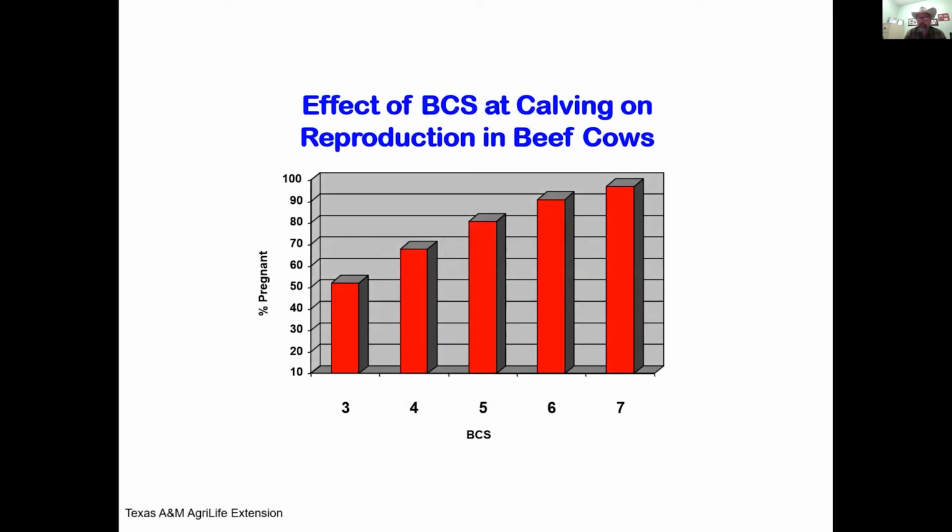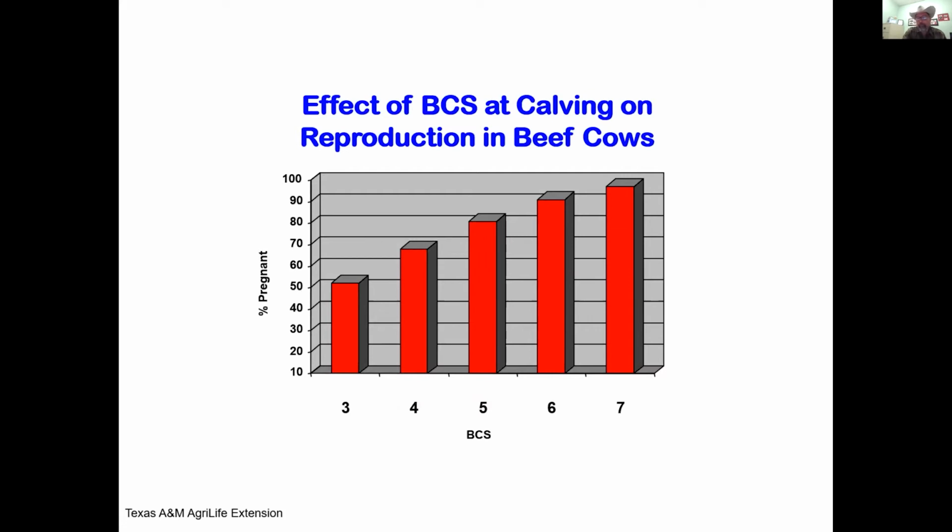Now, almost every state extension service and international organization dealing with animal nutrition around the world will have a chart that looks something like this. This is the effect of body condition score, BCS, at the time of calving on the subsequent reproduction of a group of beef cows, with percent pregnant on the Y scale.